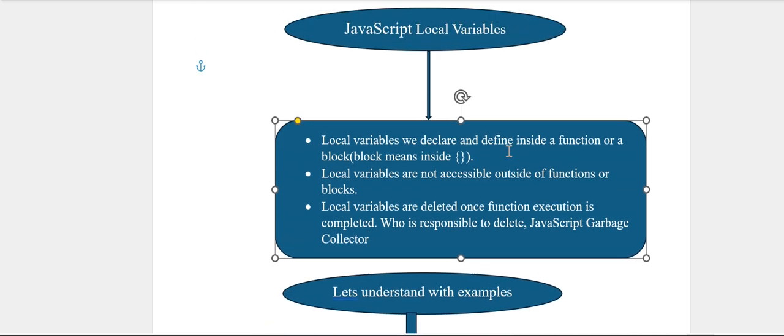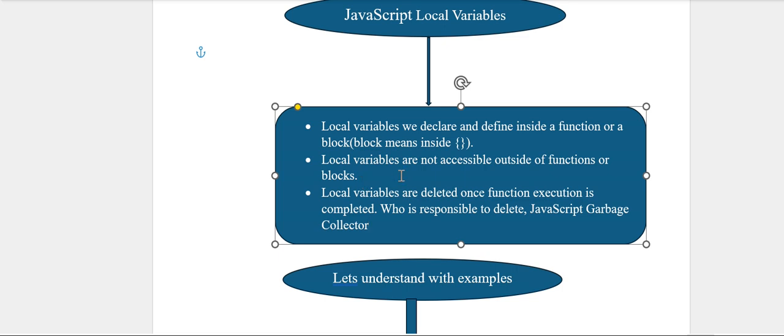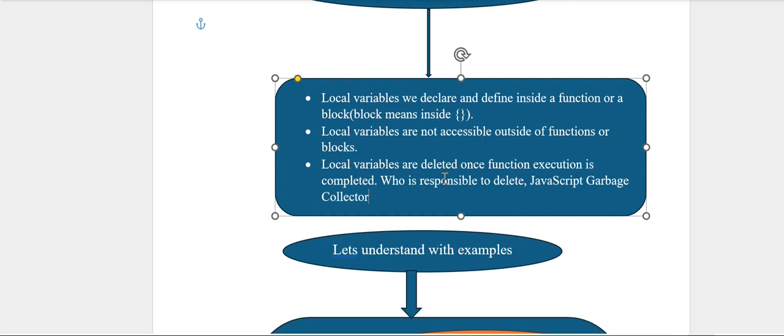So that is the definition. What is a local variable? A local variable is declared and defined inside a function or at block level. Local variables are not accessible outside of the function or block, and local variables are deleted once function execution is completed.